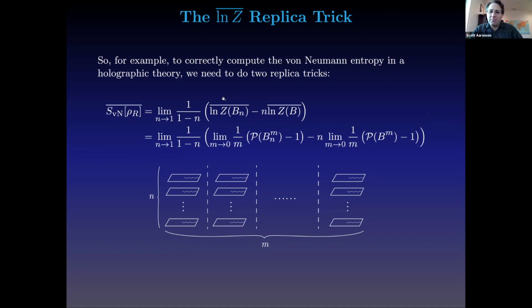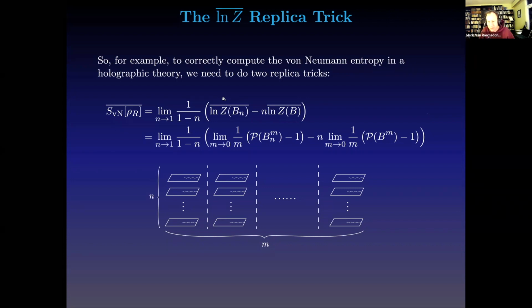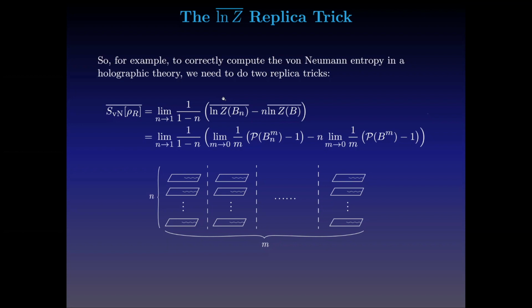Okay, great. Mark van Ramsden? Hi, Netta. So I was just wondering if there's any in-principle calculation that doesn't use the replica trick that you could compare with. Sometimes when computing entanglement entropies, there are alternatives, but is it possible here?